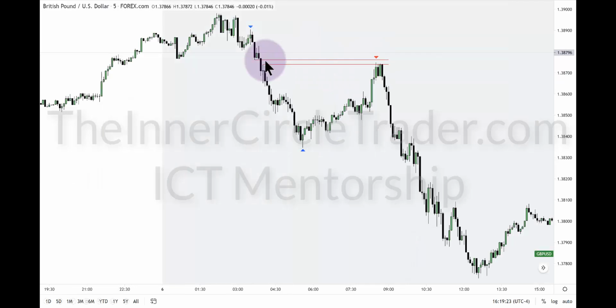So dropping down into a 5-minute chart, same reference points, high, low, high. You can see we traded back up into this fair value gap there. Look at the bodies, again, respecting that level, even on this time frame. Displacement to the downside.